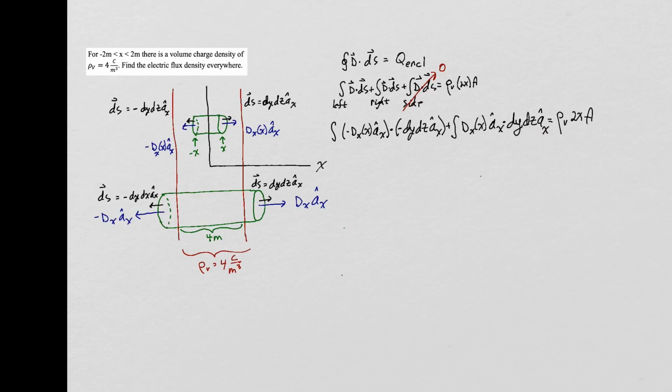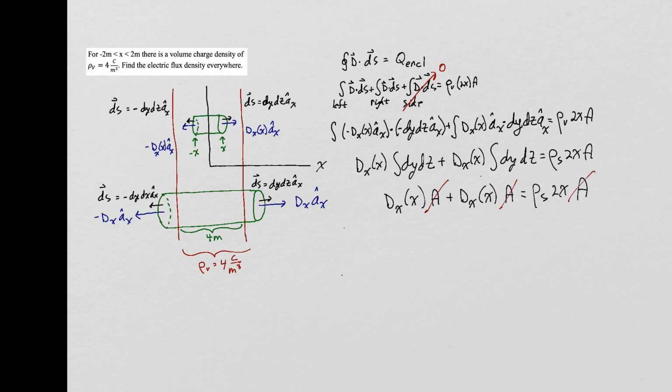So the a sub x here and here will give us 1. The electric flux density fields are constant on the faces, so we can factor those out of the integral. So this integral over the left-hand face will just be our area A, as will this integral over the right-hand face. So we can divide through by A.